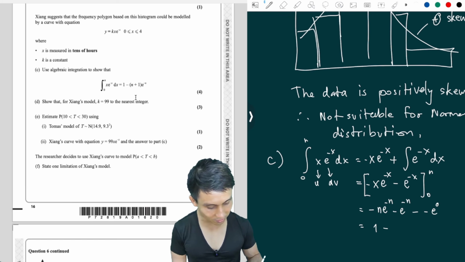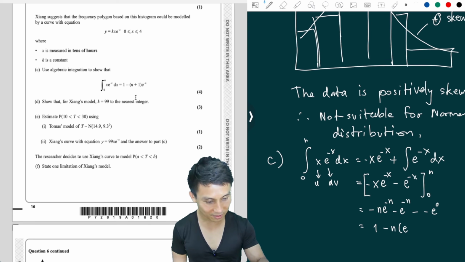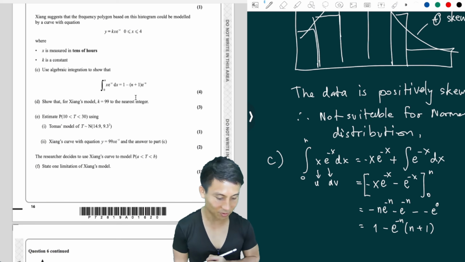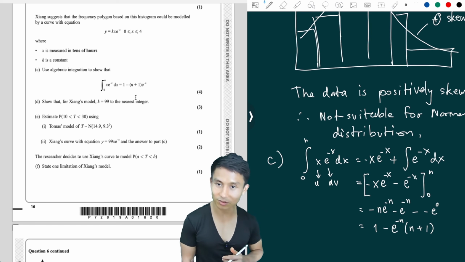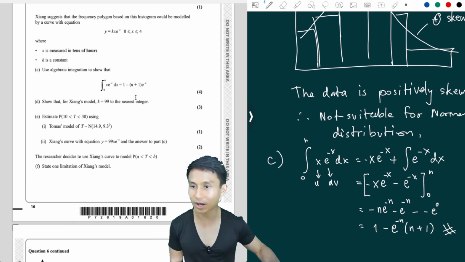And then this is going to be minus, and you pull minus n out, you get e to the minus n plus 1. No, you pull e to the minus n out, sorry, you get n plus 1 instead, which is what they have there. Well, it's just a different order of writing, but that should be fine. Okay, so as required here for C.